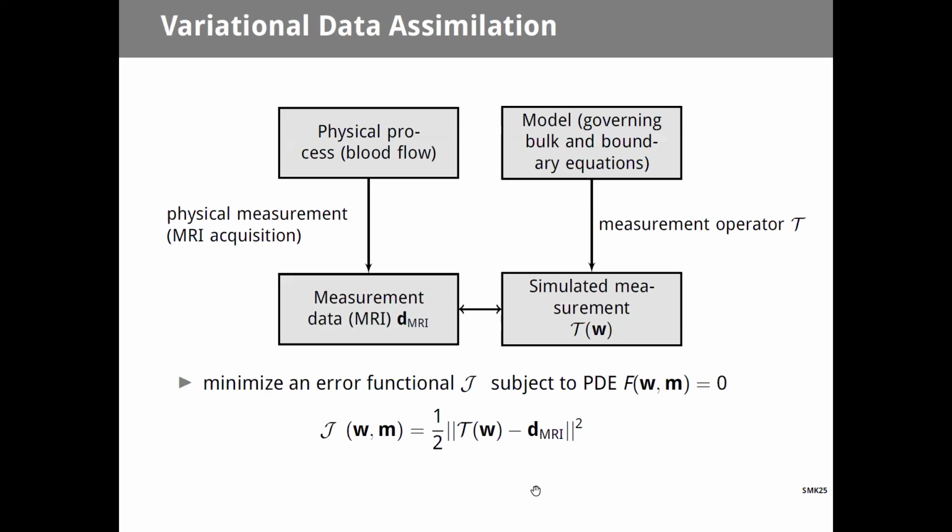So your functional, which you are trying to minimize, looks like this. W represents the computed solution, let's say velocities. In some least squares sense, they are as close as possible to the velocities you are getting from the measurement. So in order to do this, you have to somehow regularize the functional and find the minimum subject to the PDE constraint.